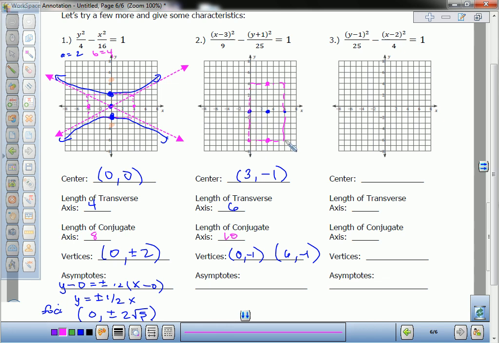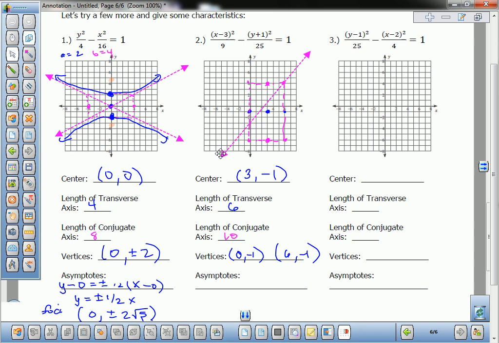Now, eventually some of you guys are going to get to where you don't do the whole box. You just do these points in the corners, and that's cool too. And then we draw in our asymptotes.